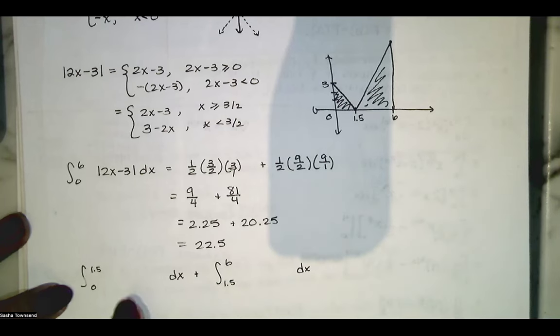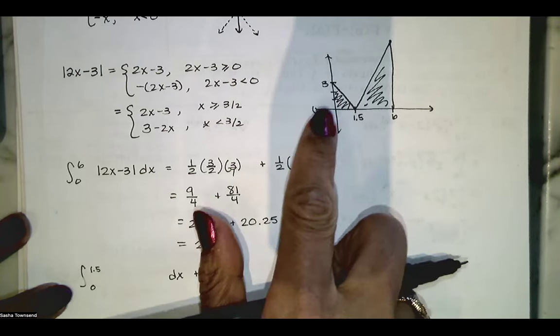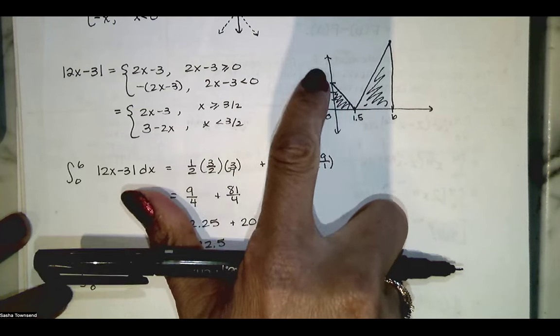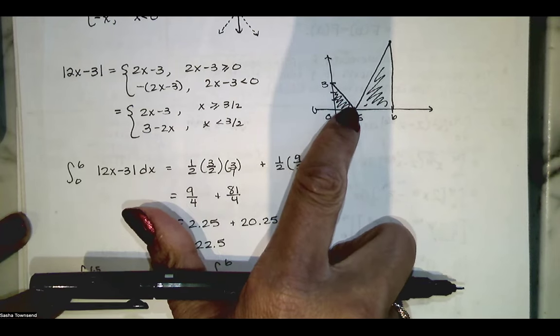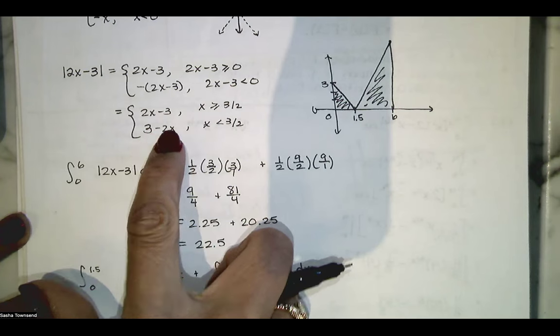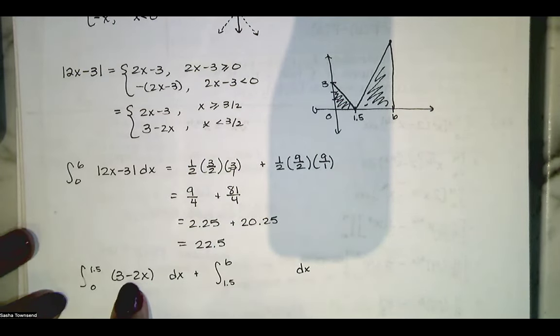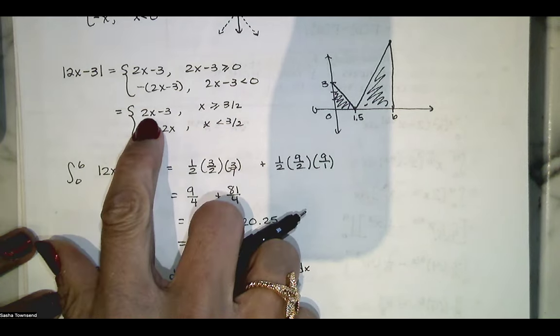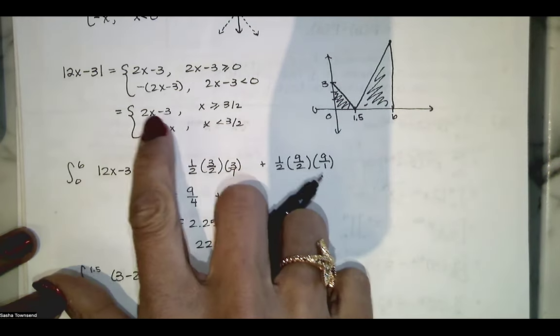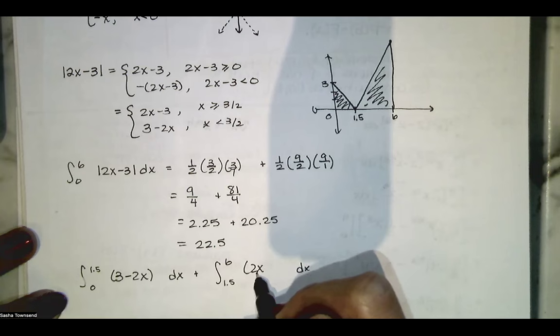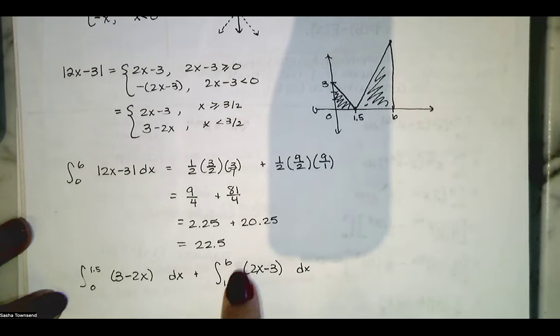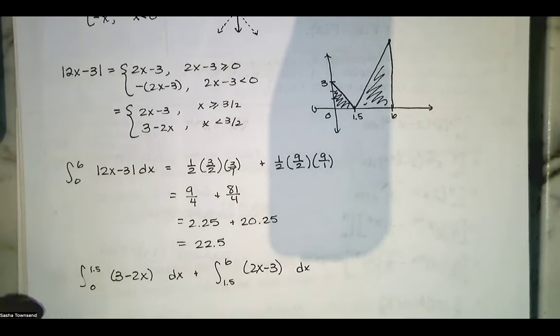And then we say, okay, well, what is the function on these intervals? Well, on this interval from 0 to 1.5, it's that part of the line with the negative slope. So it's 3 minus 2x. And we can use the fundamental theorem of calculus on this integral. And then on this interval, our function is this line with the positive slope. It's 2x minus 3. We can use the fundamental theorem on this one, taking the antiderivative and then plugging in the bounds and subtracting.